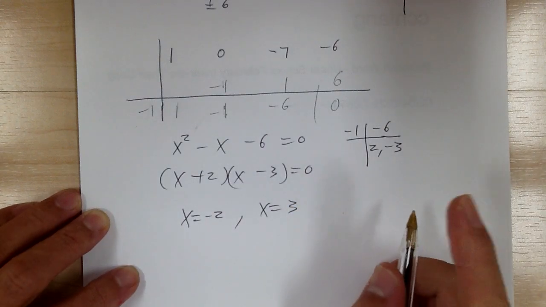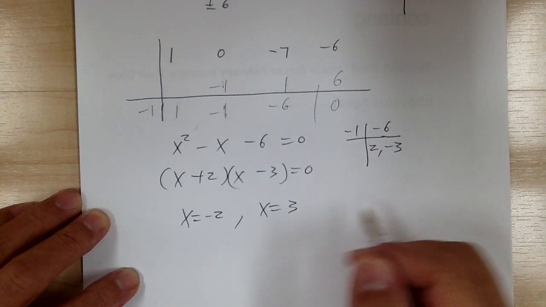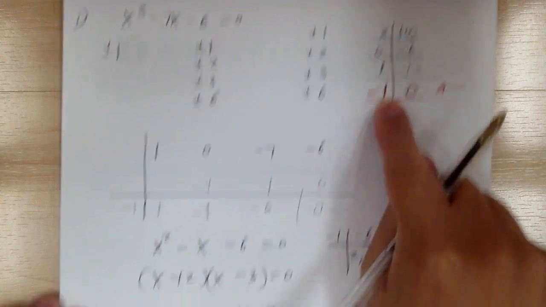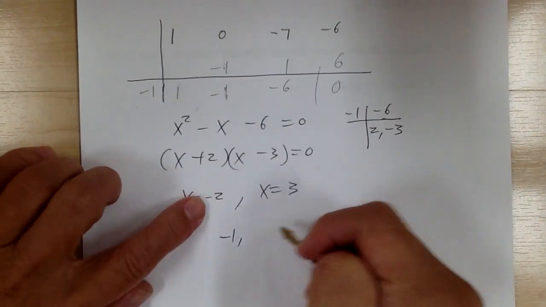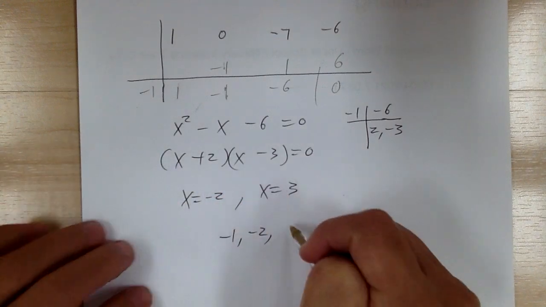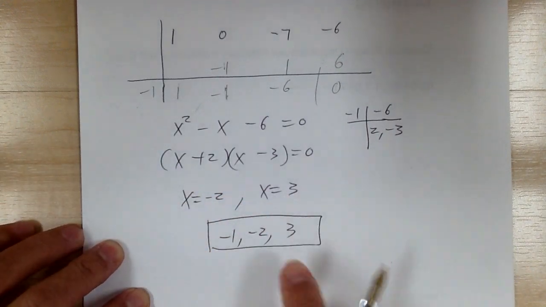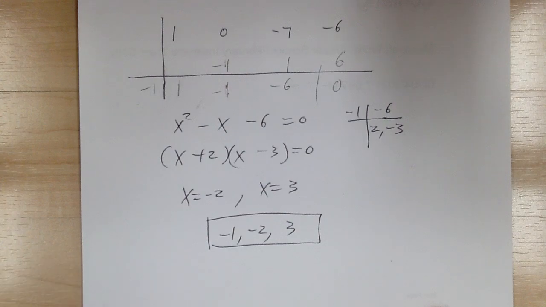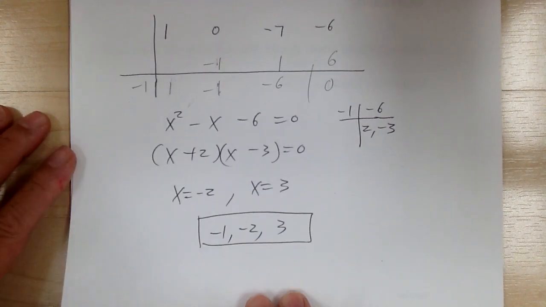So my 3 roots, the 3 answers I get, would be the one from here, that's negative 1, and negative 2, and 3. Those are my 3 answers. Okay, let's go to the next one.